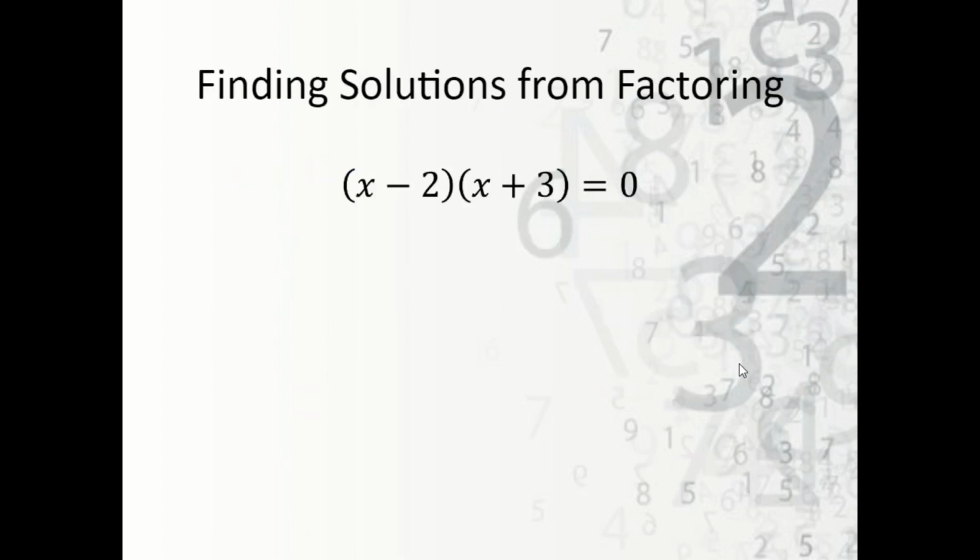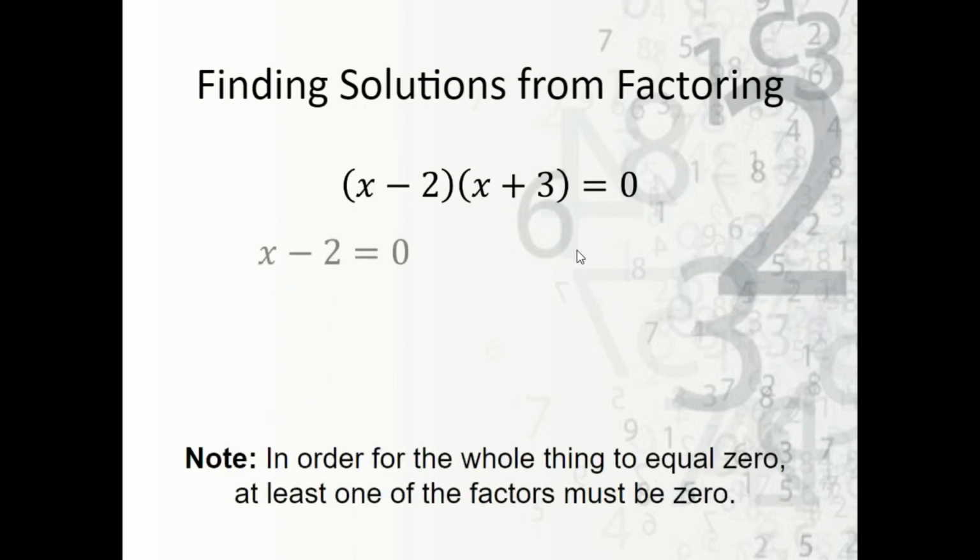So finding solutions from factoring. So really this is the way we find roots. So we have x minus 2 and x plus 3 is equal to 0. We set each of these equal to 0. So x minus 2 is equal to 0 and x plus 3 is equal to 0. And then I just solve. So I add 2 to both sides and I get x equals 2. I subtract 3 from both sides and I get x equals negative 3. So those would be my solutions.